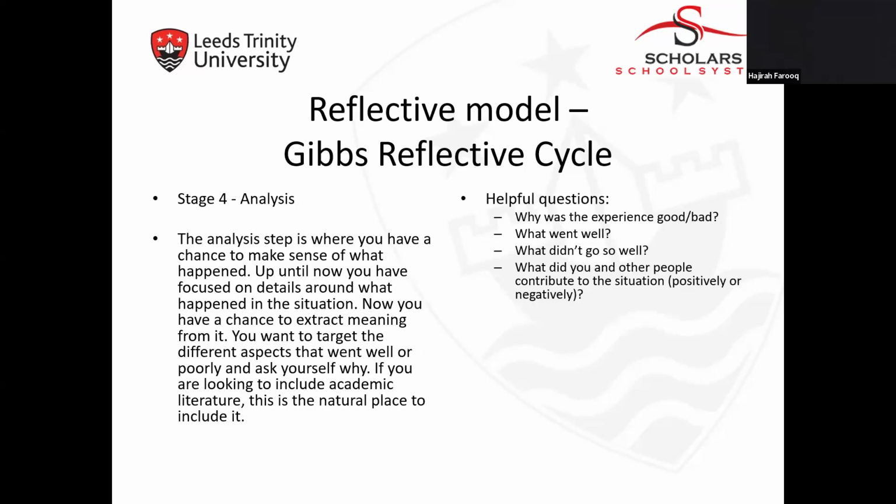The fourth stage is the analysis stage. The analysis step is where you have a chance to make sense of what has happened up until now. You have focused on details around what happened in the situation. Now you have a chance to extract meaning from it. You want to target the different aspects that went well or poorly and ask yourself why. If you are looking to include academic literature, this is your natural place to include that academic literature and your references and in-text citations.